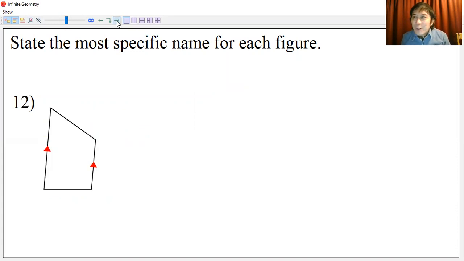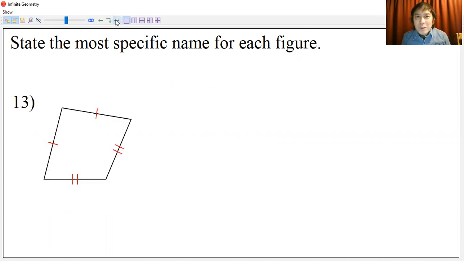Okay, how about this closed figure with only one pair of parallel sides? This must be the trapezoid again. Okay, so this must be the trapezoid again. There. And we can verify the answer again. Trapezoid. Okay, trapezoid. All right, let's continue with the next, number 13.